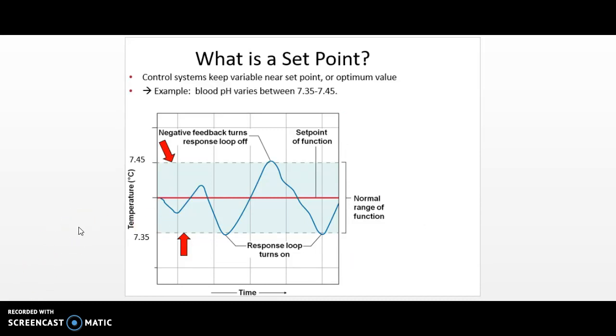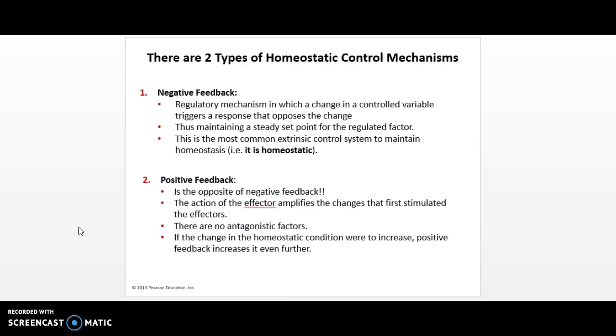Control systems keep variables near the set point or the optimum value. Blood pH can vary between 7.35 and 7.45. That's neutral or slightly basic, but if you're even a tenth off, you could die from it. So we have a negative feedback that says, hey, fix our pH, and it takes it back to our set point. This is what homeostasis is.